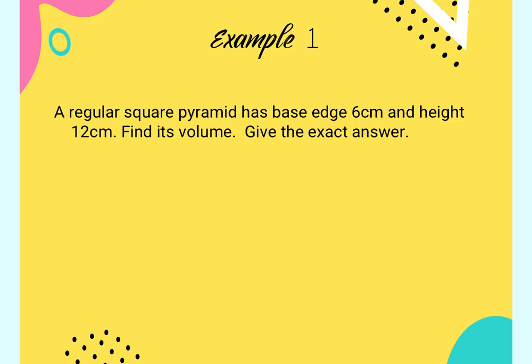All right, so it says a regular square pyramid has a base edge of 6 centimeters and a height of 12 centimeters. Find its volume. If you're a visual person and you want to draw it out, I tend to start with the front triangle.